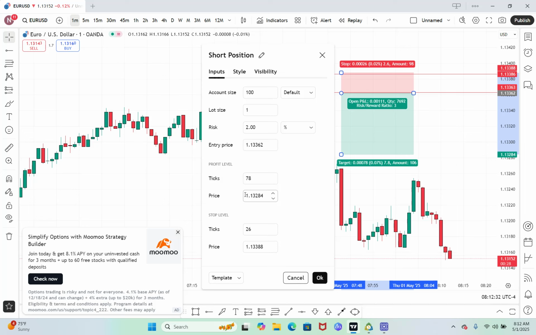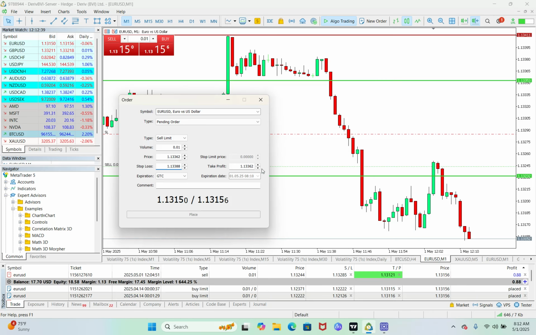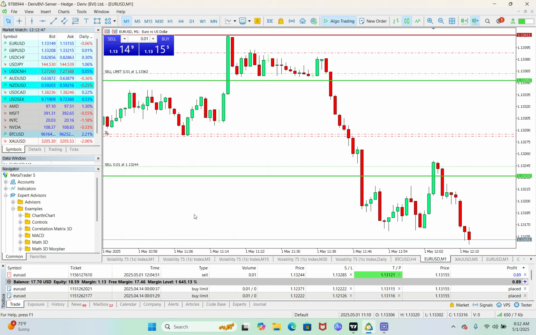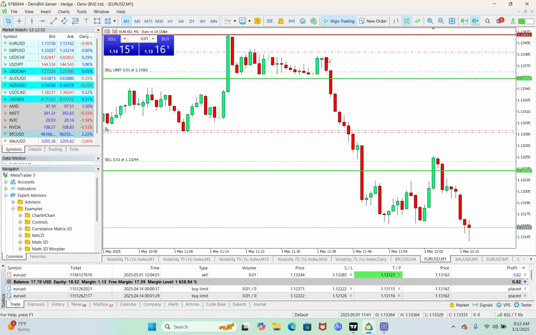TP, so my profit 13,282. Go to MetaTrader 5, profit 13,282, right? And click place. Okay? So here you go. This is a trade right here. This is way faster than using MetaTrader 5.